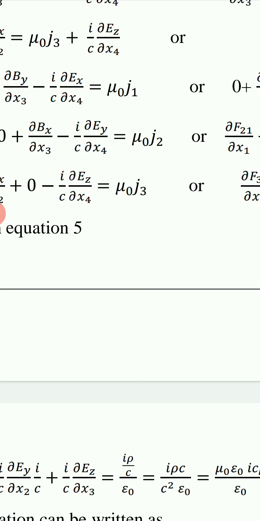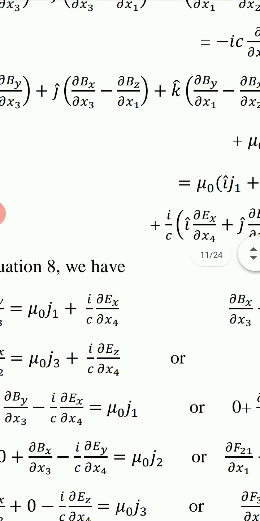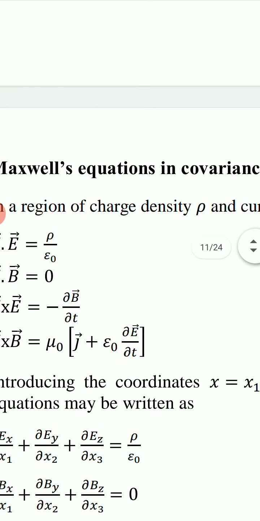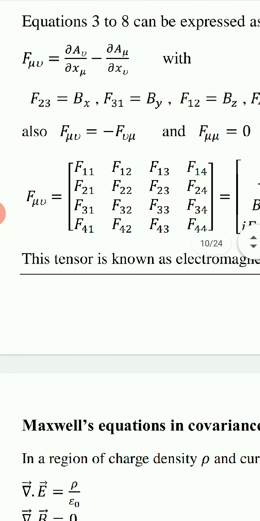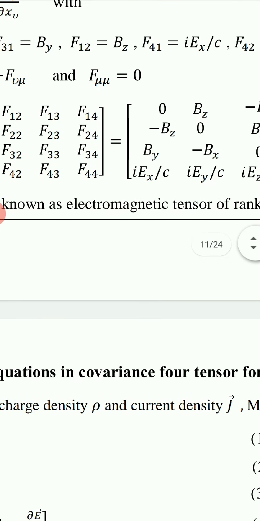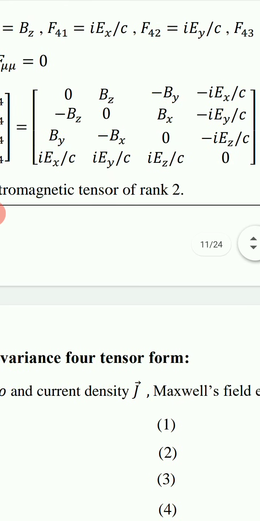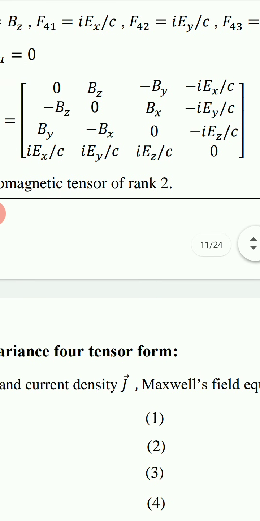These terms can be obtained from this tensor F mu nu, which is equal to this 4 by 4 matrix. All values of the components of F mu nu can be obtained from this matrix.